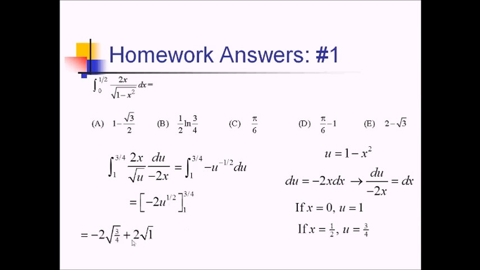And simplifying this a little bit further, let's see, square root of 3/4, that's radical 3 over 2. 2's cancel, so that's just negative radical 3 plus 2. And looking up here, oh, I've got that answer choice, choice E. It's written backwards, but it is the same stuff.